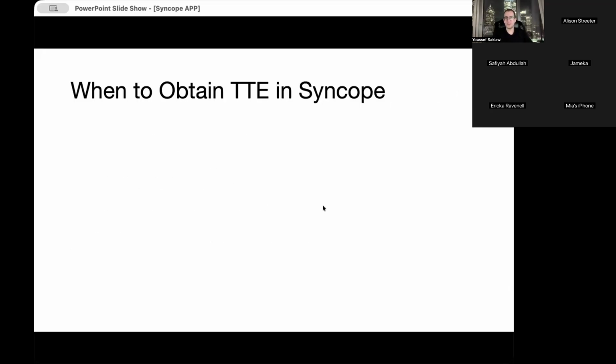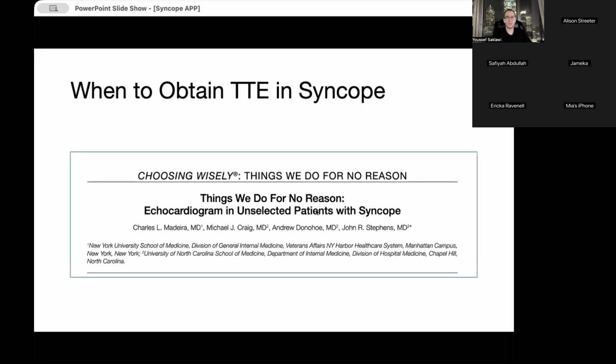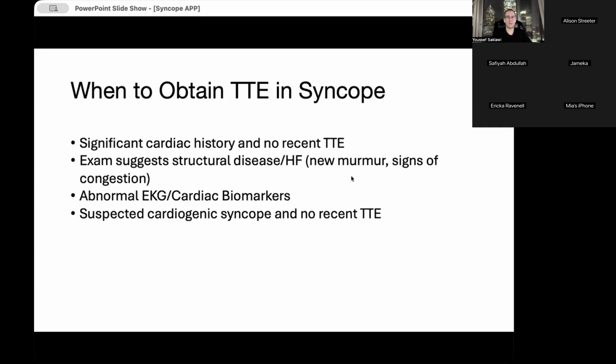So when should we obtain an echo in syncope? Obtaining an echo in syncope is one of those things we do for no reason as well. You only want to get it if they have a significant cardiac history and no recent echo, and the exam suggests structural heart disease or new CHF. So you hear a new murmur, you see signs of CHF. An abnormal EKG is one. An elevated troponin is another one. Or if you suspect cardiogenic syncope and you don't have a recent echo.